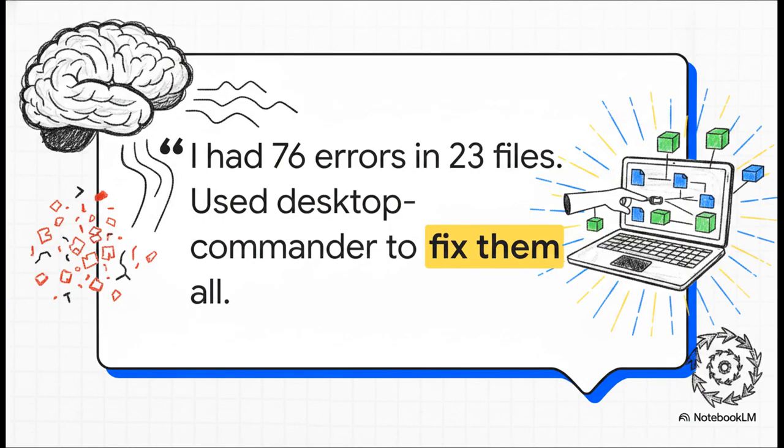Just listen to this review from a user named Dependable Calls, which perfectly illustrates the scale of execution we're talking about here. They had 76 errors across 23 different files in a Svelte 5 project. Fixing that manually is an absolute nightmare, right? But when the AI has direct, surgical access to your entire local codebase through Desktop Commander, it orchestrates those fixes across the whole project simultaneously. It just goes in and does the work.